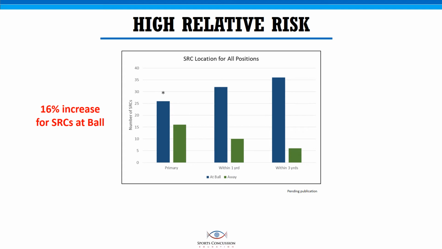I have good news for those who like to watch the game, which is probably all of us. The relative risk for concussions to occur at the ball is significantly more than for concussions to occur away from the ball. In fact, the primary ball carrier or primary tackler had a 16% increased risk of getting a concussion versus those players that were not either the primary ball handler or tackler.